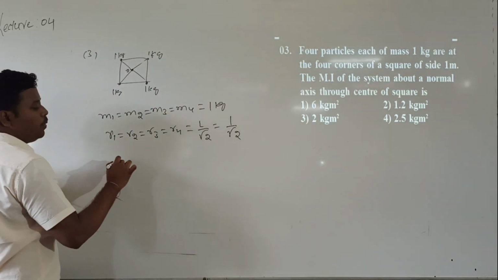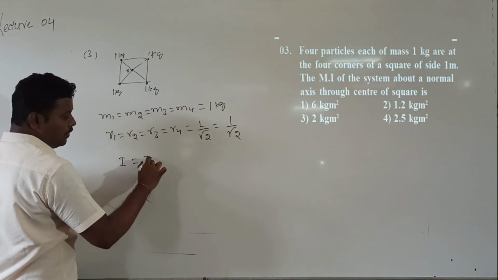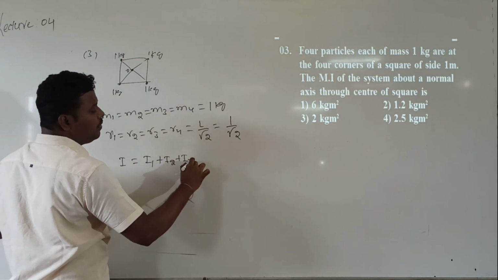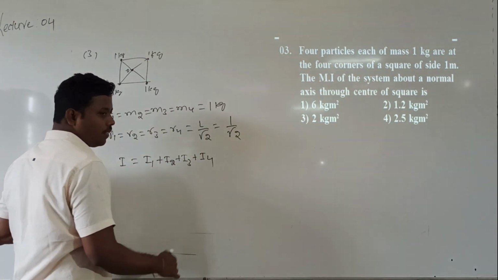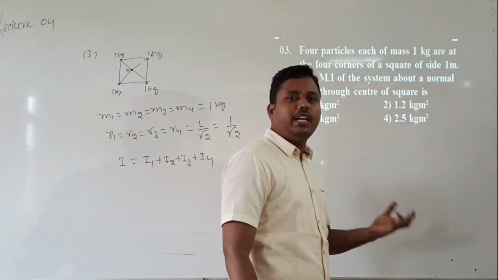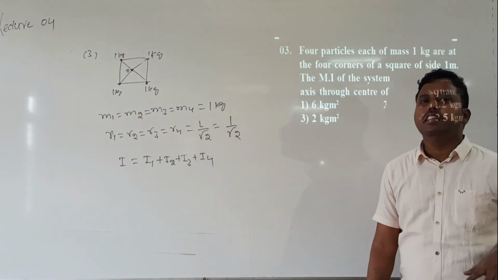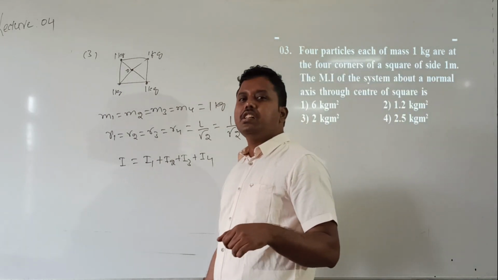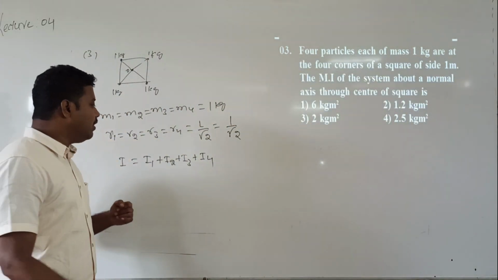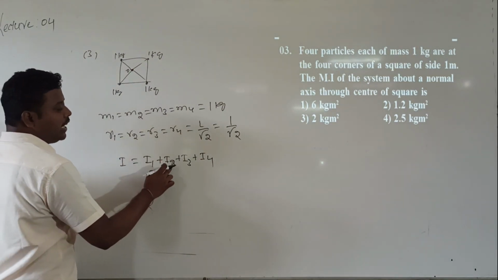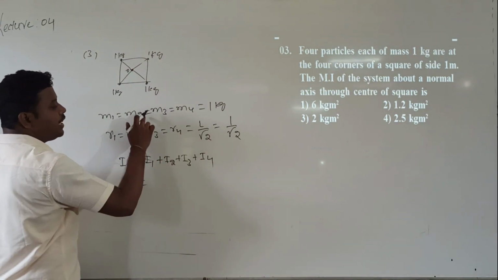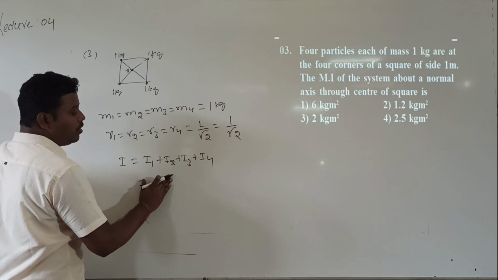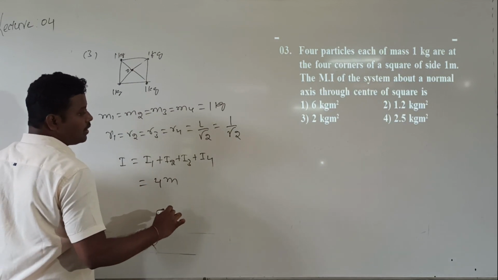Therefore, what is the total moment of inertia? The total moment of inertia is the sum of the moments of inertia of all the particles. Which particles? 4 particles. How do we find the total? By adding the moment of inertia of each and every particle. Which addition? Scalar addition. Then what do I get? All are the same here: I1, I2, I3, I4 are the same because mass is the same and distance is the same. So what I get is 4 into m r square.